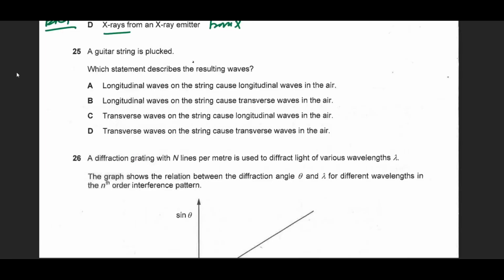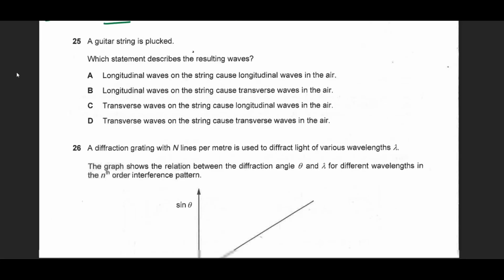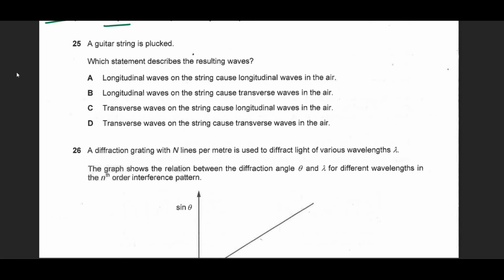So question number 25, a guitar string is plucked. He says, what statement describes the resulting wave? Now we know that the guitar string produces a stationary wave, but in its own length, in its own string, it's a longitudinal wave because it's sound wave, right? So a transverse wave on the string, right?